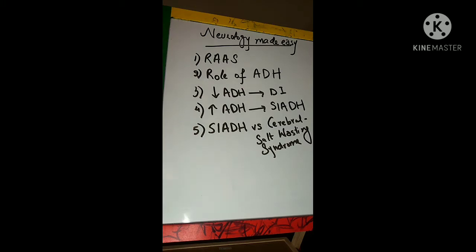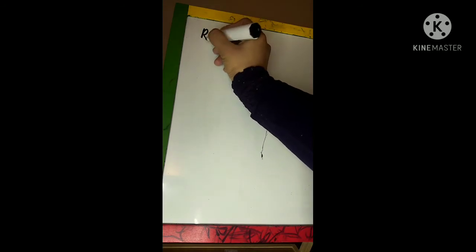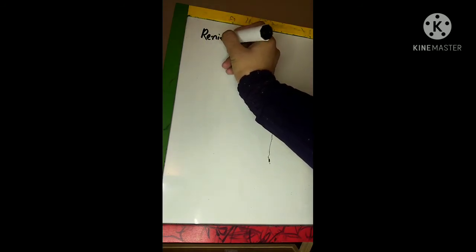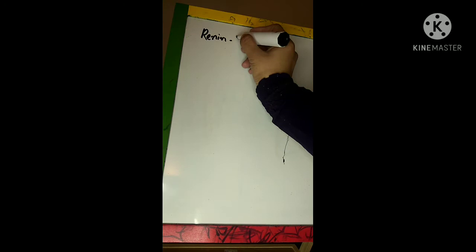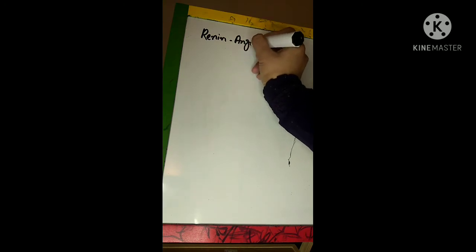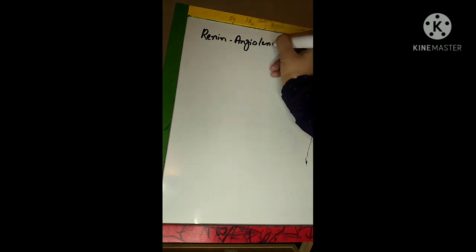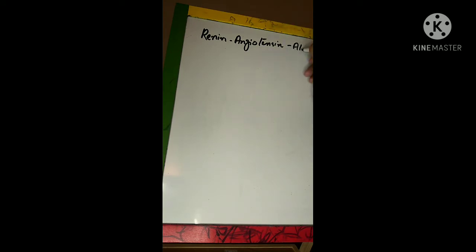So let's begin. First, we will start with the Renin-Angiotensin-Aldosterone system. I have abbreviated it as RAAS. The Renin-Angiotensin-Aldosterone system is very important because it is mainly involved in the fluid balance of the body and also to maintain the blood pressure.